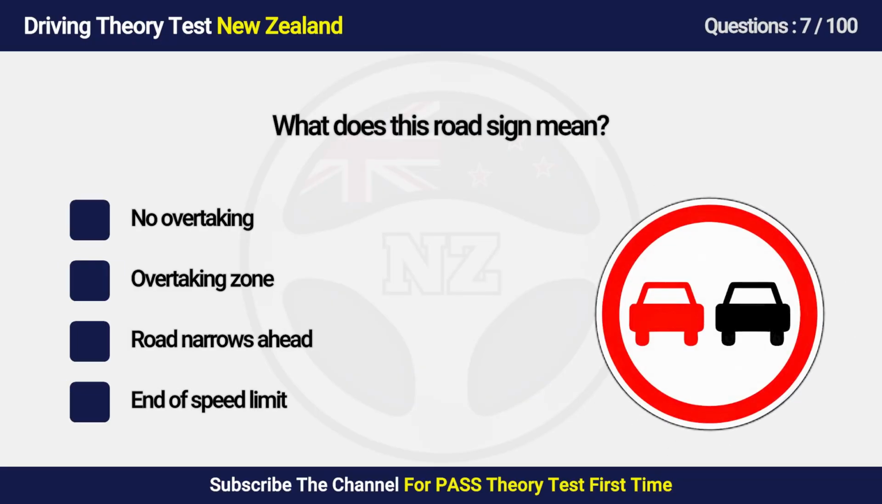Question 7. What does this road sign mean? A. No overtaking. B. Overtaking zone. C. Road narrows ahead. D. End of speed limit.